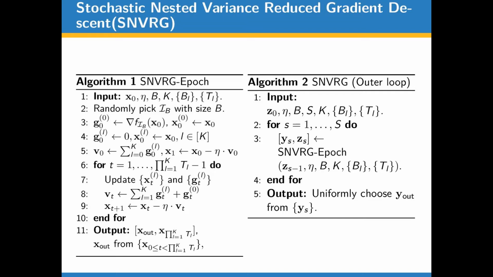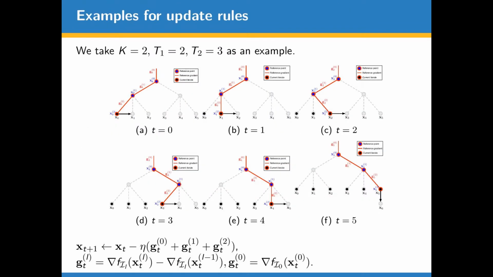And at each iteration, the algorithm will update the reference points and reference gradients by some specific update rules, and then it will construct the semi-stochastic gradient VT with the stochastic reference gradients GT and use the VT to update the points xt. For the outer part of SNVRG, it just randomly chooses one iterate from the SNVRG epoch and uses it to update the points.